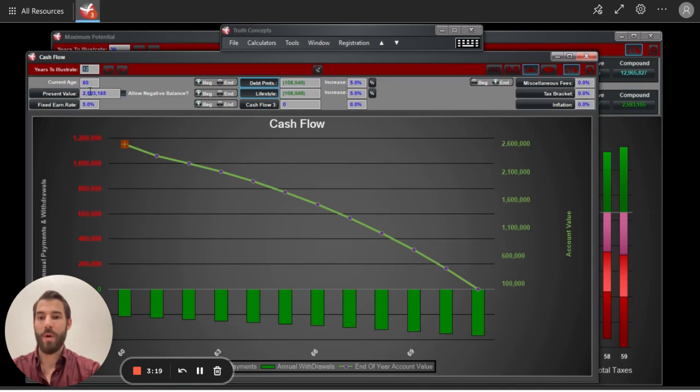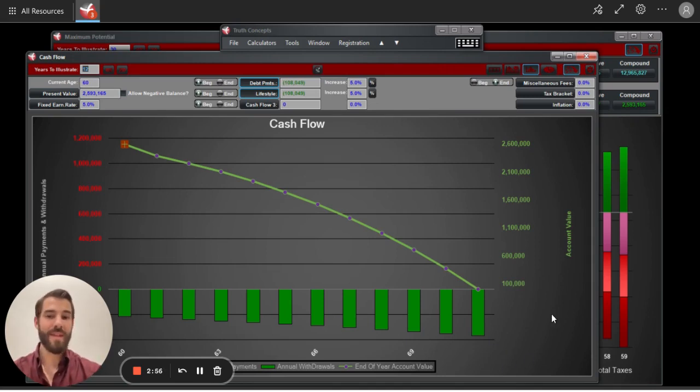Our present value is at almost 2.6 million. Total debt payments are at 108,000. Lifestyle is at 108,000 as well. And then on that chart, you can see you've got the annual payments and withdrawals on the left, your account value on the right, starting up at the 2.6 and ending at 0 at the end of that. And then you've got your income down below, inflating as time progresses.